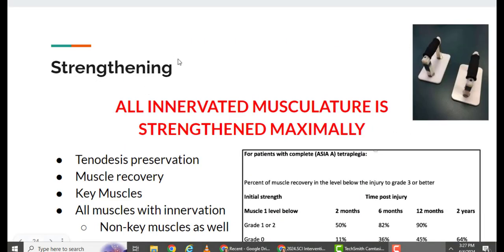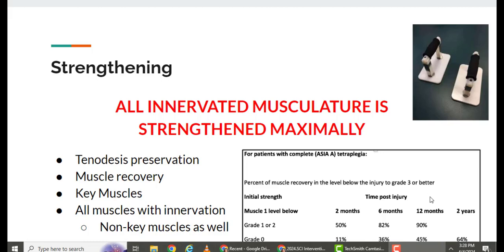So these are some things that we do teach patients to help them be able to move. Part of our job is going to be to strengthen anything that's innervated. And you might use these nice push-up bars to help train patients to get that extra push plus on their serratus. Again, we're going to preserve that tenodesis. We're focused on muscle recovery if at all possible. So any muscle with innervation is going to get strengthened, and we're keeping an eye on those non-key muscles as well.